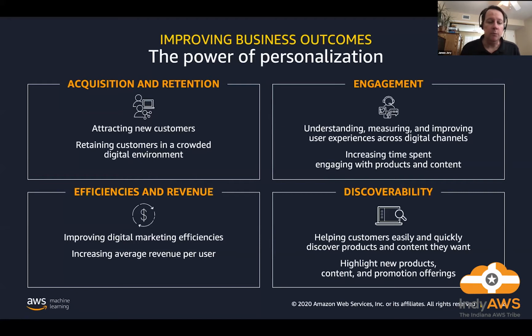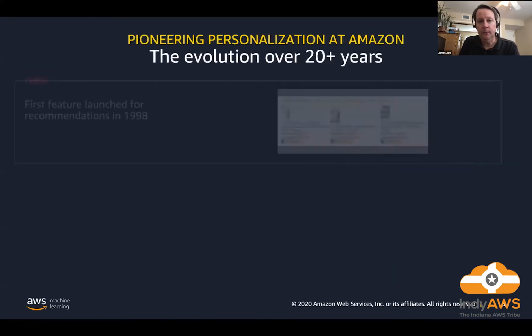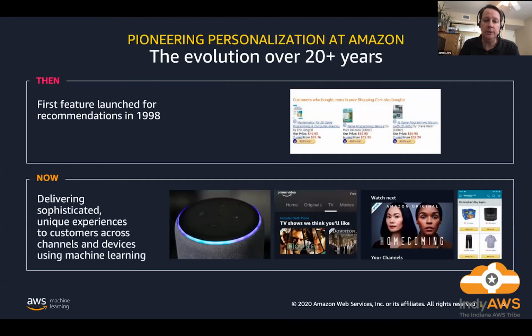And then one specific use case that Personalize is particularly strong at is in the area of discoverability. So looking to improve their customers' ability to find the products that they're looking for. And Personalize is purpose built for handling long tail catalogs where it's difficult for customers to find what they want sometimes. As I mentioned, Amazon's been in the personalization space for more than 20 years.